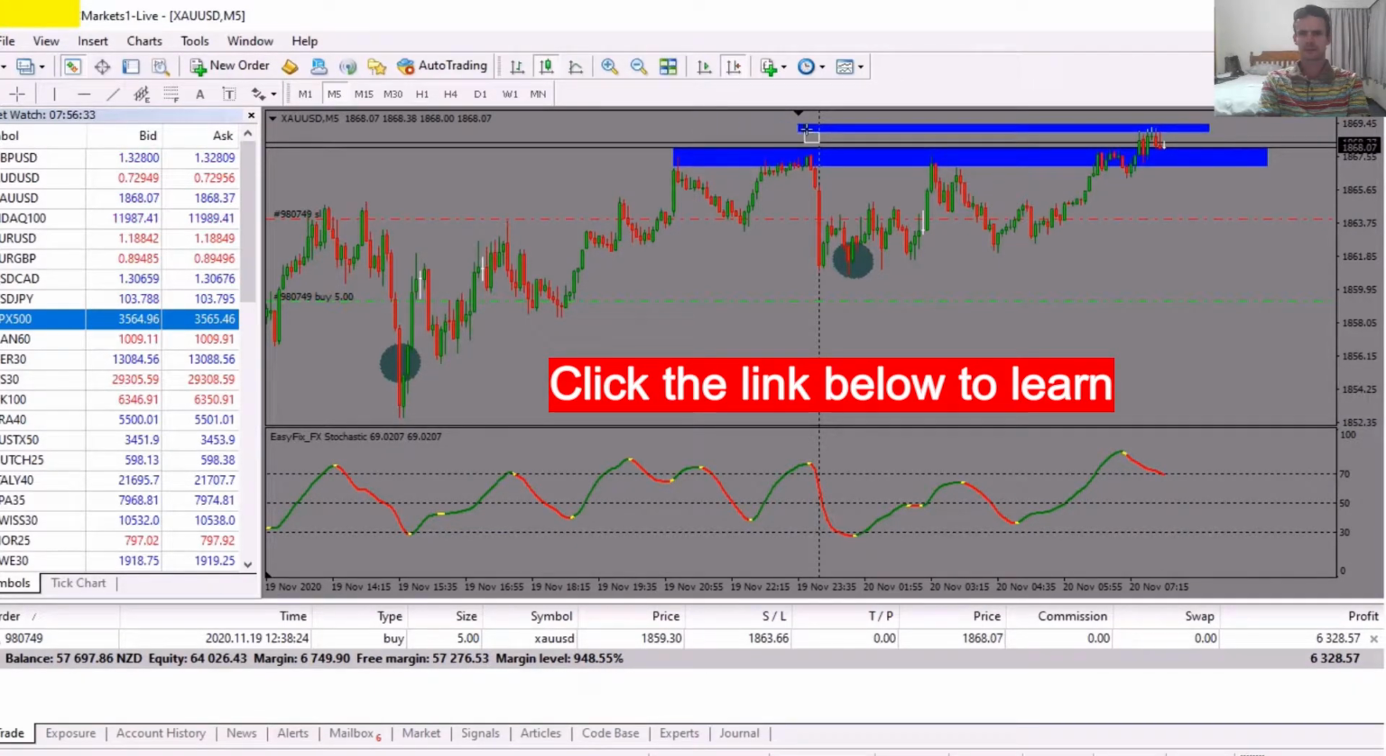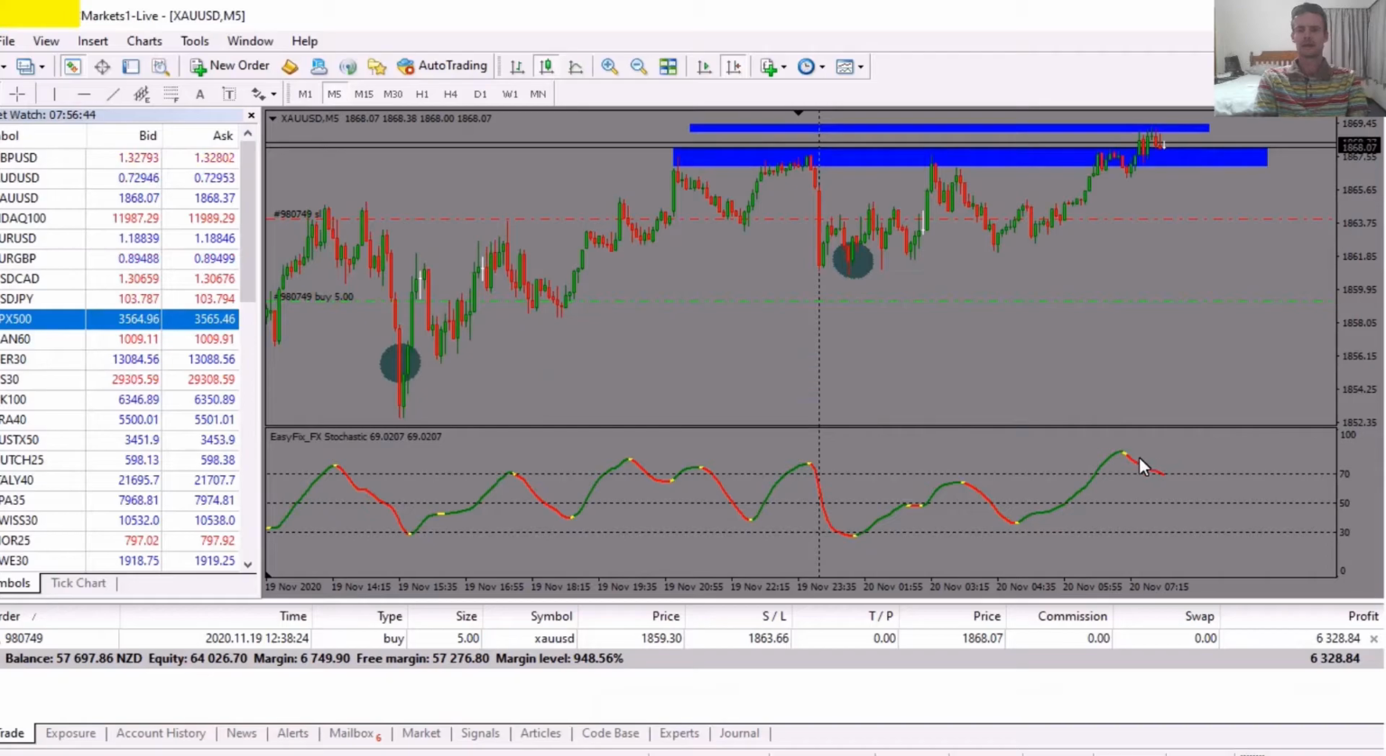I just want to see if price will break this level. I'm not sure if it will, but if it does, I might hold the trade slightly longer. But our stochastic is definitely telling us that price is going to drop. So yeah, I'm probably looking at getting out pretty soon. Just want to see what happens, guys, in the next 5 minutes or so.